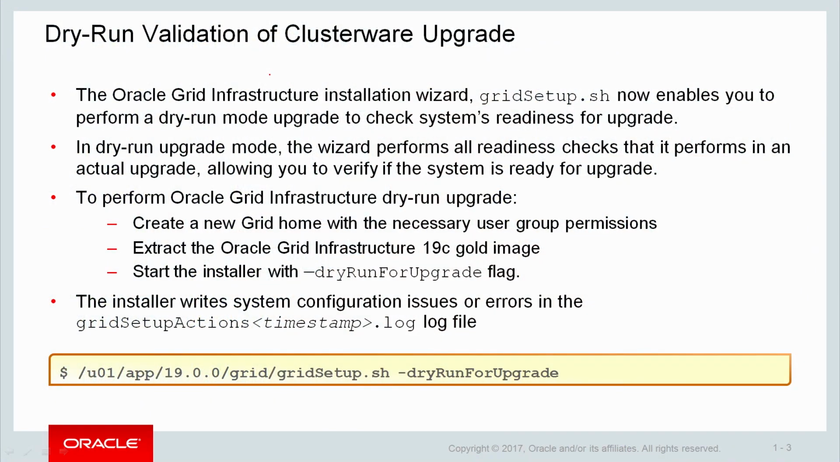So in this case, the grid home is /u01/app/19/grid, and here we're running gridSetup.sh with this new flag set.